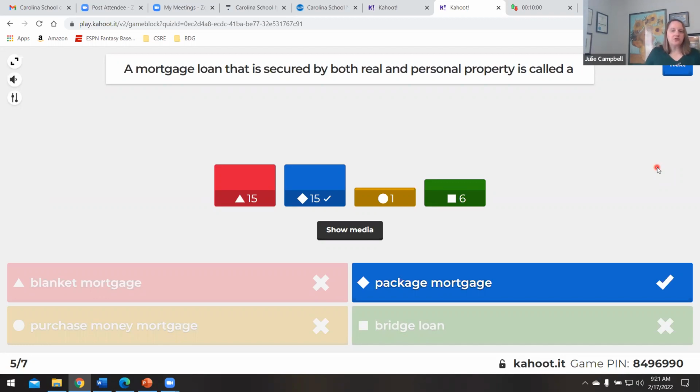A bridge loan is a short-term loan, like a week maybe. A bridge loan, think about what a bridge does. A bridge loan fills the gap between the end of one loan and the beginning of another. And then purchase money mortgage is seller financing. Purchase money mortgage is seller financing. Questions on this one?